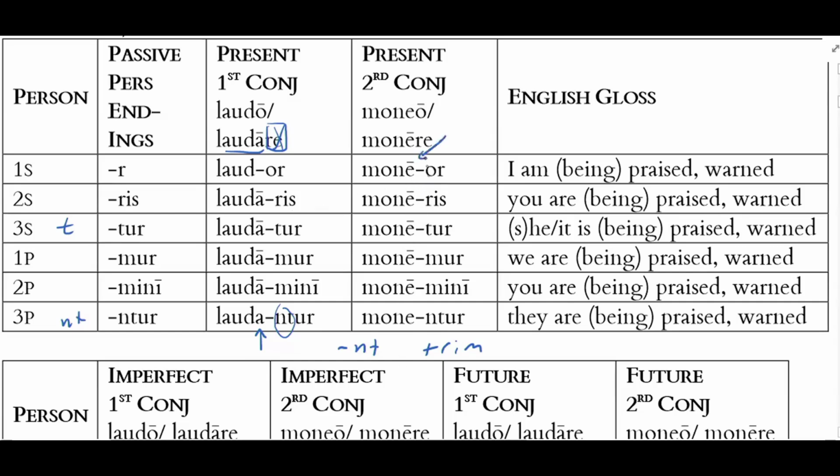Now with moneo, which means to warn or advise, we have roughly the same thing, except we keep the long E before the or, whereas the long A in lauda is gone. But everywhere else, the long E is present except for that in the or form. Okay? So we have moneor, I am warned. Moneris, you are warned. Monetur, he, she, it is warned. Monemur, we are warned. Monemini, you all are warned. And then monentur, they are warned.